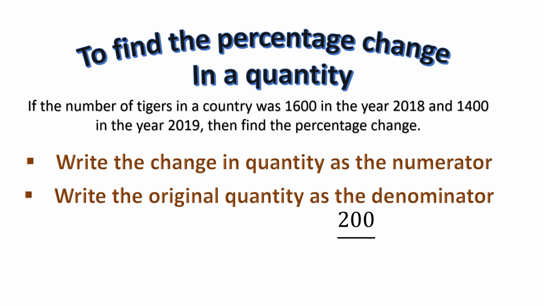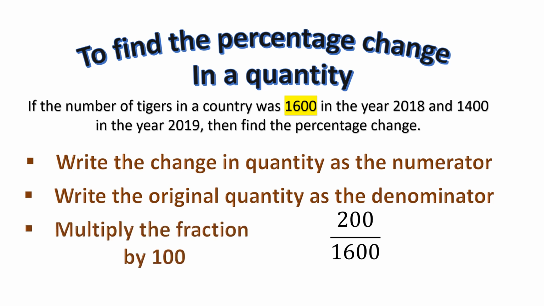The second step is to write the original quantity as the denominator. So what was the initial number? 1600 was the initial number. That can be considered the original quantity. So 1600 we will write here in the denominator. Third step, multiply the fraction by 100. So just multiply this fraction by 100.